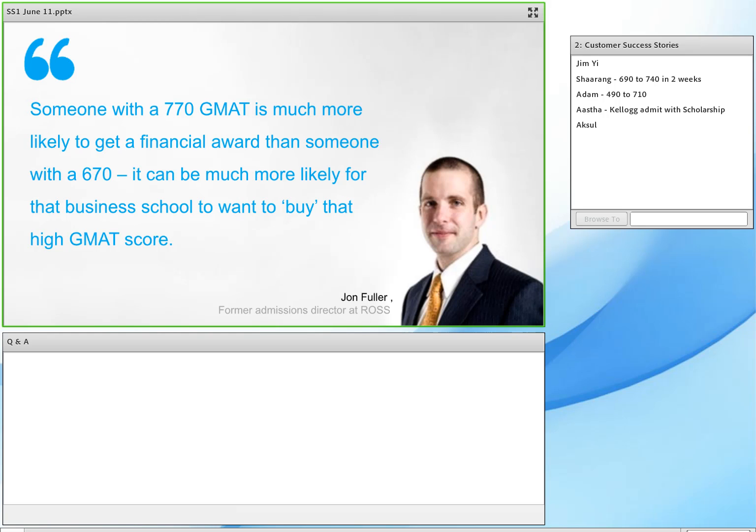And here's a quote by John Fuller. He says, "Hey, someone with a 770 is way more likely to get a financial award. Why? Because the school may want to buy that high GMAT score."